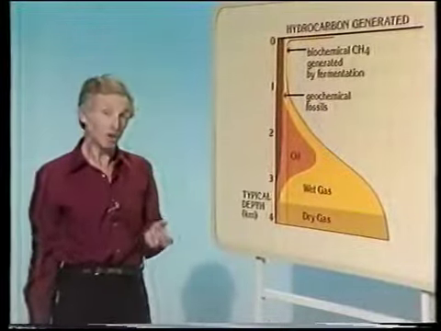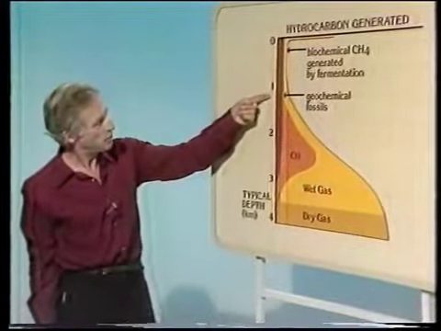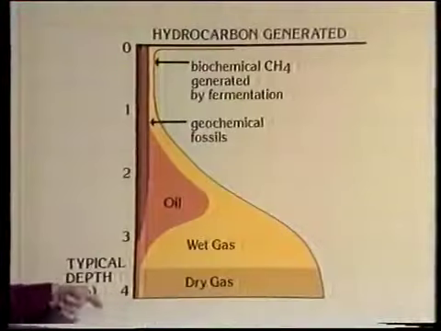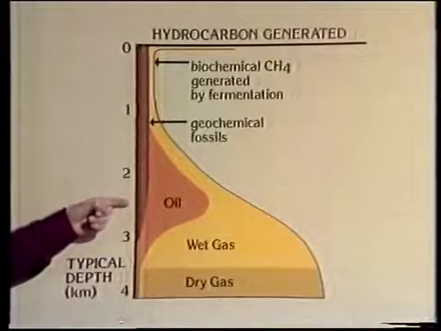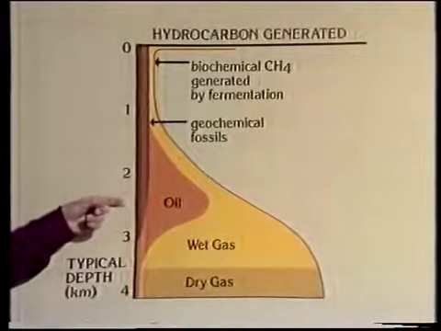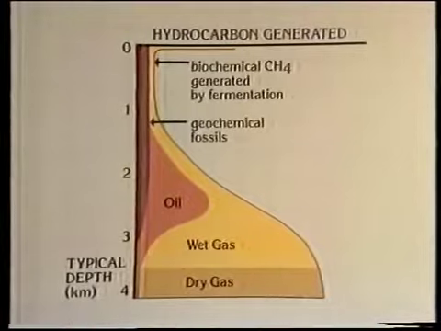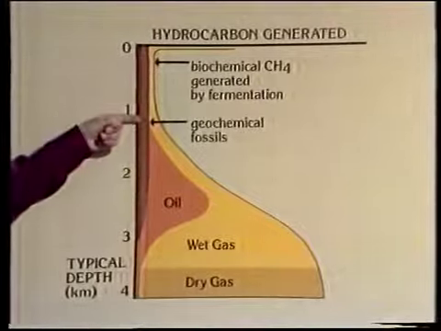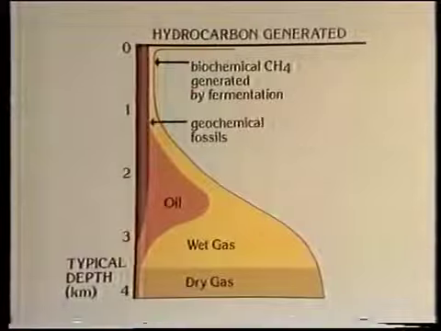The production of oil is restricted to this sort of window between about 1 and 4 kilometers depth, and there's an optimum depth at around 2.5 kilometers. If you go much deeper than that, a higher percentage of the oil will be broken down to gas, and up here at shallower depths, the kerogen won't be altered sufficiently.